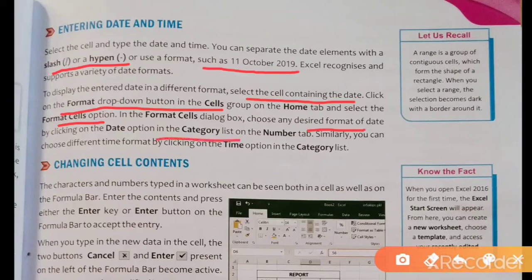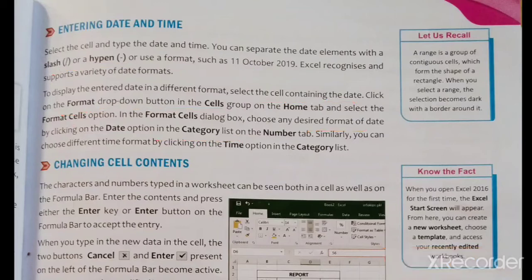Similarly, you can choose different time format also. If you want to change the time, first you will type the time in another cell, then you will select the time, then you will go to format option again, and then from the categories you will choose the time. Desired time format you will choose, right? So this is very simple, entering date and time.